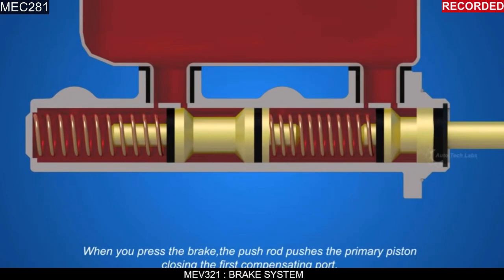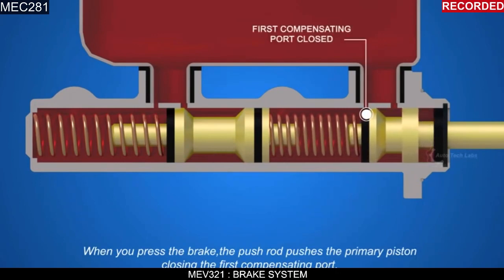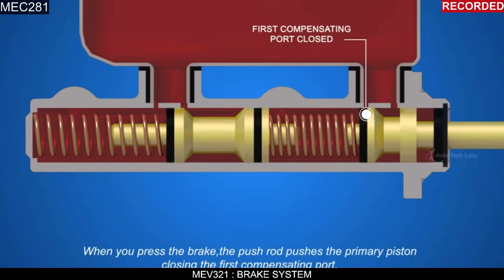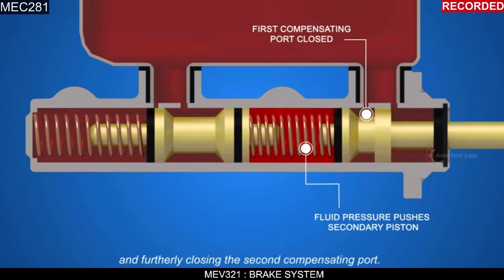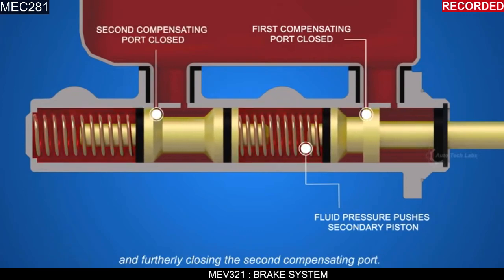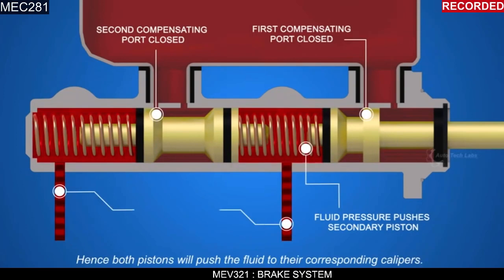When you press the brake, the push rod pushes the primary piston, closing the first compensating port. This creates pressure in the cylinder, which pushes the secondary piston, and further closes the second compensating port. Hence both pistons will push the fluid to their corresponding calipers.